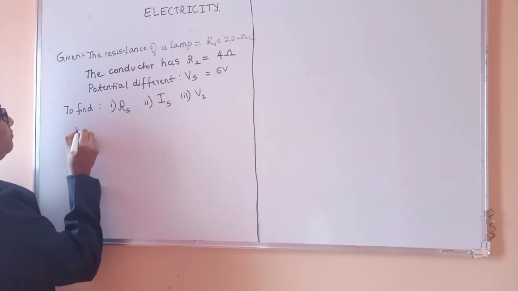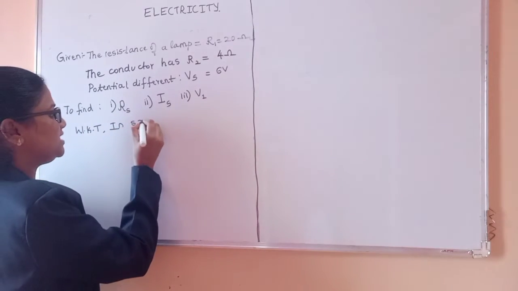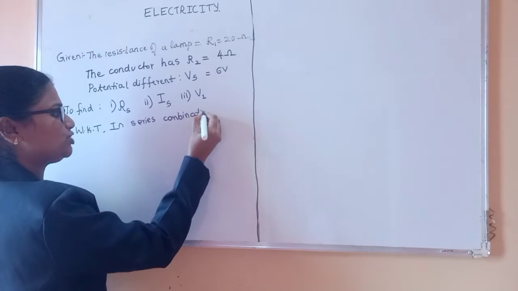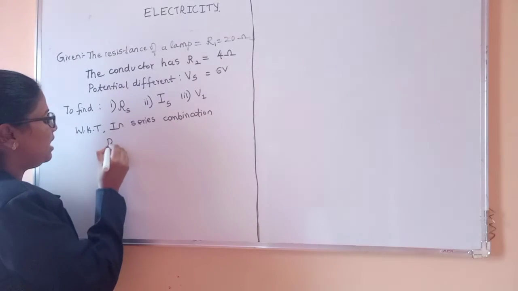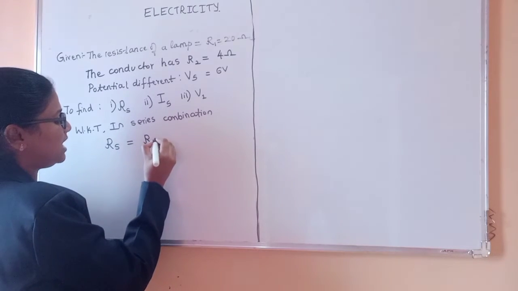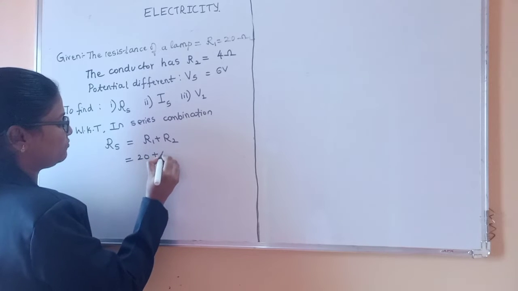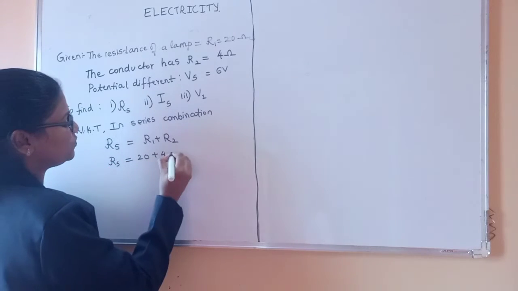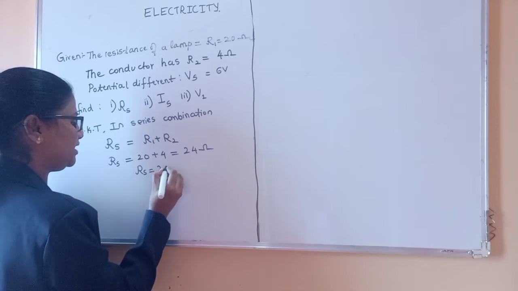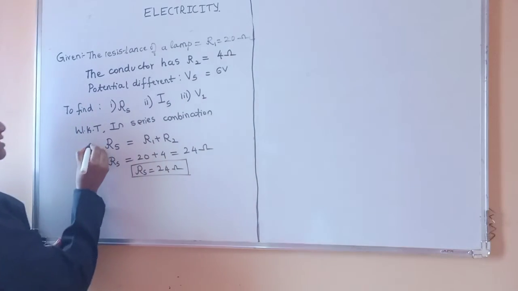So we know that in series combination, the total resistance, what is total resistance? That is nothing but the Rs. Rs is equal to the sum of resistances, that is R1 plus R2. What is R1 here? It is 20. What is R2? It is 4. So the resistance in series will be 24 ohm. Okay, Rs is equal to 24 ohm. Fine. Okay, this is the first one we saw.